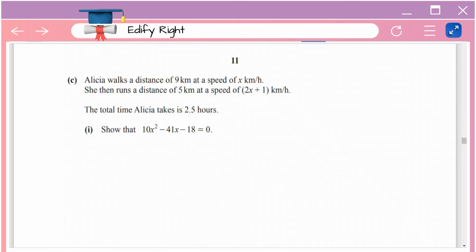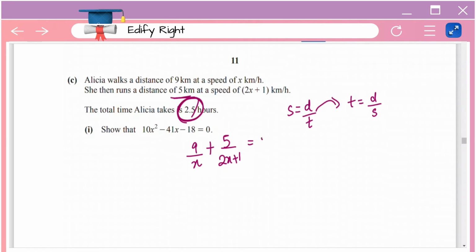Alright. Now, let's talk about speed here. Speed is equal to distance upon time. And when you manipulate this equation a little bit, you get t equal to distance upon speed. So to find out the time she took to walk a distance of 9 kilometers, you just have to take distance by speed, which is 9 by x, plus the time she takes to run 5 kilometers is basically 5 upon 2x plus 1, sorry. When you add these two, you get 2.5 hours. That's the total amount of time she takes.